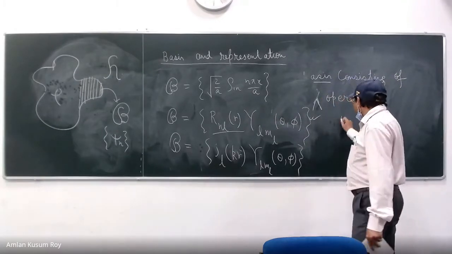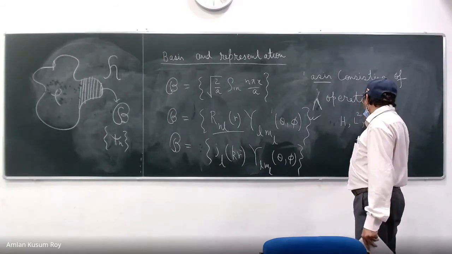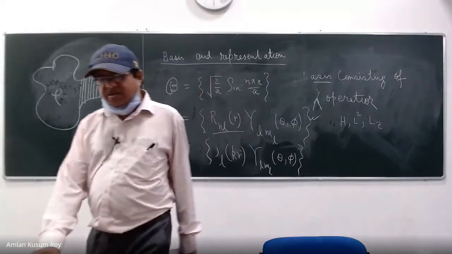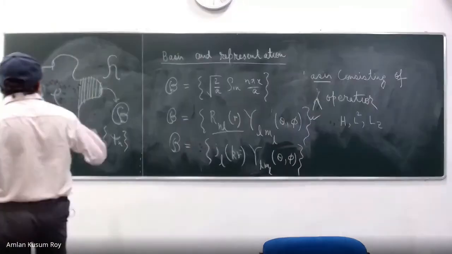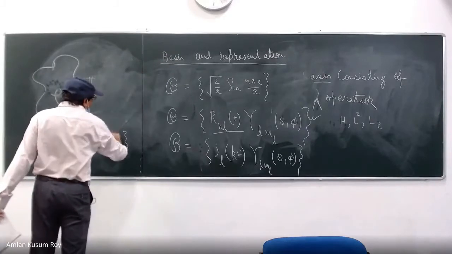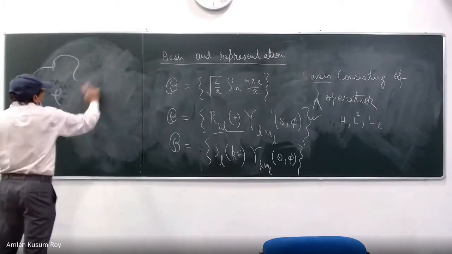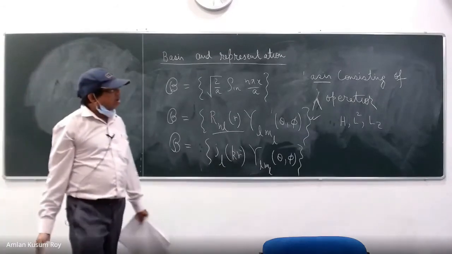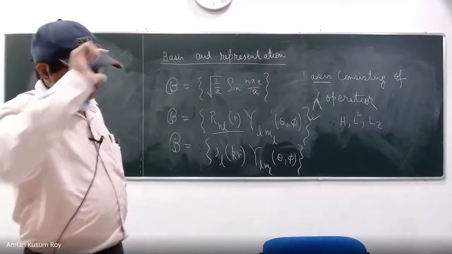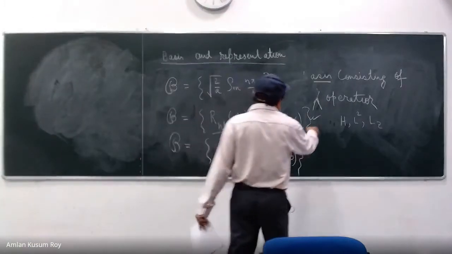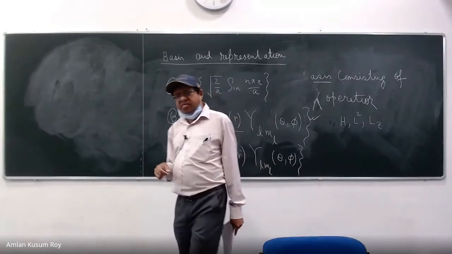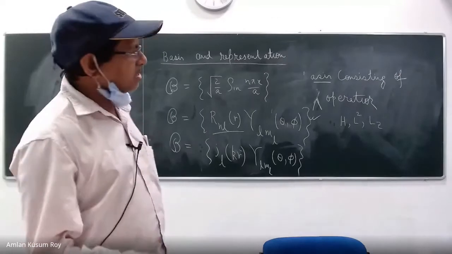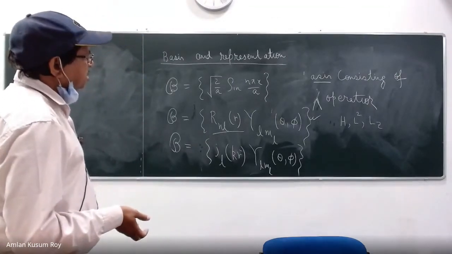Can you tell me what is going to be the representation of these operators in this basis? Is the question clear? Quickly. What is the representation? Because every time you have a basis, you can represent the operator. So what is the representation of the Hamiltonian in this basis? What is the representation of the L square operator in this basis? What is the representation of the Lz operator in this basis? Can you tell me?